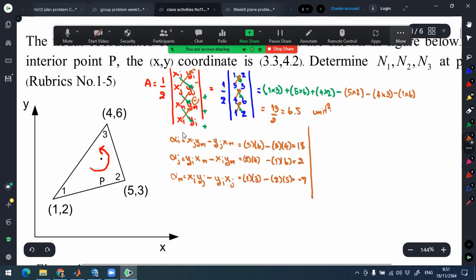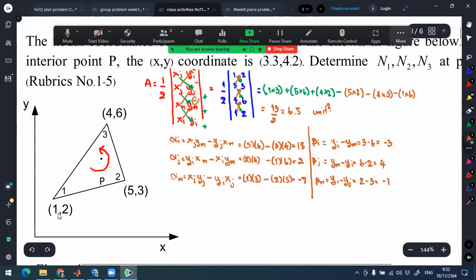We do the same thing for beta: beta i, beta j, and beta m. Beta i is equal to yj minus ym, so it becomes 3 minus 6, which is -3. Beta j is ym minus yi, 6 minus 2, which becomes 4. Beta m is yi minus yj, 2 minus 3, which becomes -1.